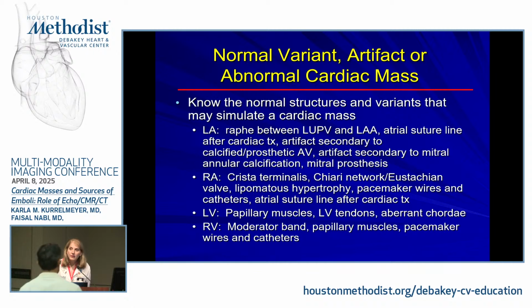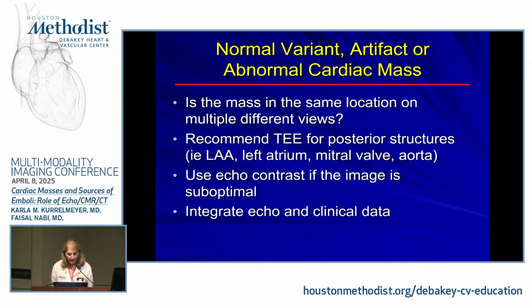In the left ventricle, you have papillary muscles, and these papillary muscles can be unusually enlarged. There can be accessory papillary muscles. They can be displaced, so they may not occur in the usual location and may be mistaken for masses, as well as LV tendons and aberrant chordae. In the RV, especially if the patient has pulmonary hypertension, the moderator band and the papillary muscles can be very enlarged and mistaken for masses. And of course, pacemakers and catheters also live there and can be mistaken as abnormal cardiac masses.